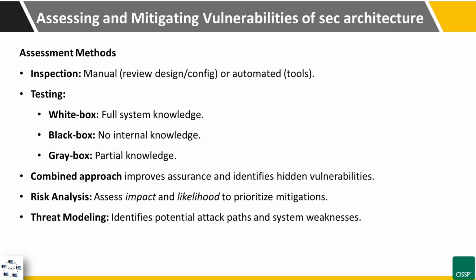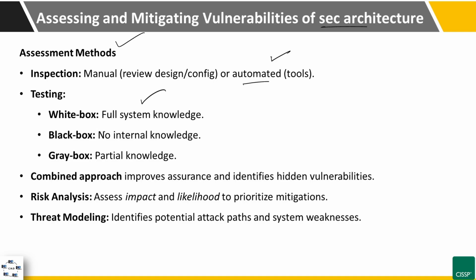Our next topic is assessing and mitigating vulnerabilities of secure architecture or secure systems. The assessment methods include inspection. It may be manual, which is reviewing the design or configuration, or automated through tools. And the testing types include white box, which is when you have the full system knowledge. This type of test is, for example, done by internal employees.